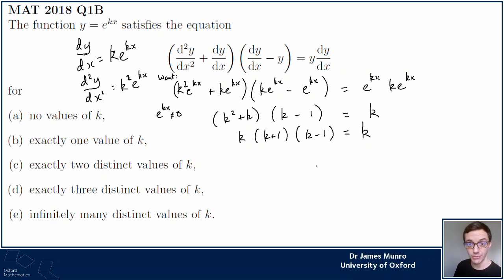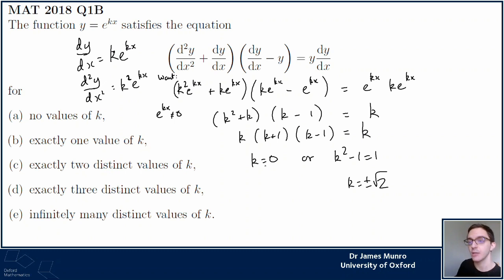So this is looking pretty good. I could say k equals 0, or, so being careful, I'm about to divide by k, or difference of two squares, I suppose. k squared minus 1 is 1, so k is plus or minus root 2. k could be any of these three values. k could be 0, or root 2, or minus root 2.